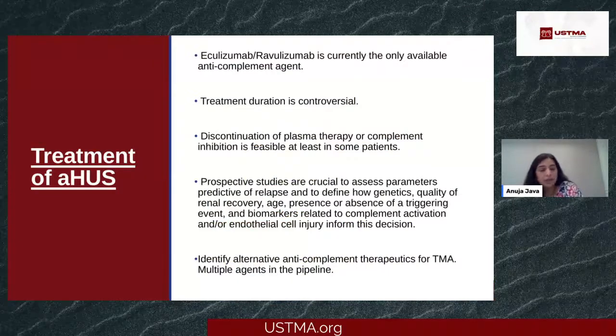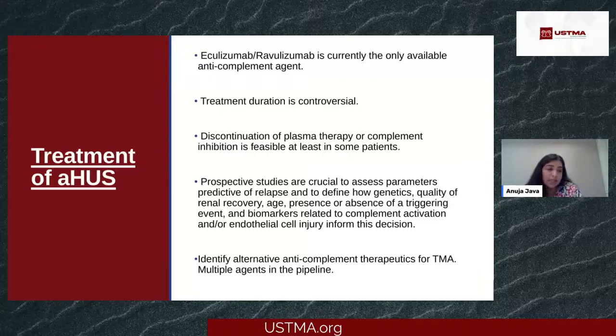So coming to treatment for atypical aHUS, currently, as you know, eculizumab and ravulizumab are the only anti-complement agents available. And at this point, they're great drugs, they work well. What we don't clearly understand in some of our patients is how long our patients need to be treated. And I'm going to show you a slide here on how I make decisions in my practice, and a lot of that is based on genetics. However, it's possible that some of these drugs can be discontinued in certain patients.